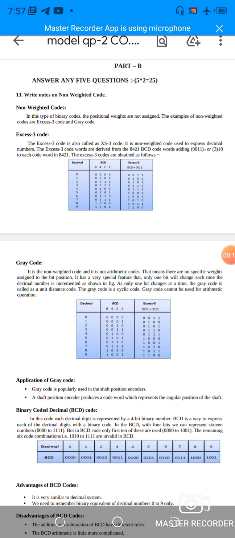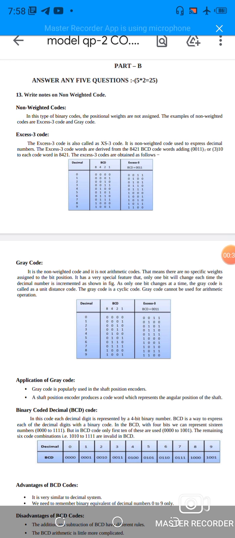XS3 code is also called the excess-3 code. It's a non-weighted code used to express decimal numbers. The XS3 code words are derived from the 8421 BCD code words by adding 0011 base 2, or 3 base 10, to each code word in 8421. The XS3 codes are obtained as follows. Decimal, BCD and XS3 codes are displayed on the screen.